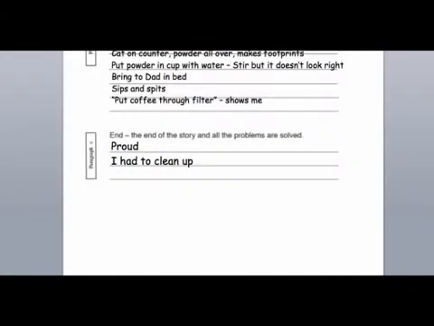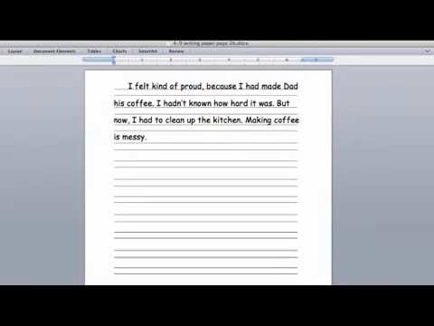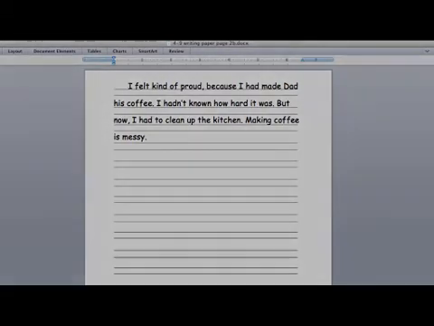The ending paragraph is where you describe how you felt. Remember, the prompt asks you to tell how it made you feel. This will also signal the end of your story. Write your ending.